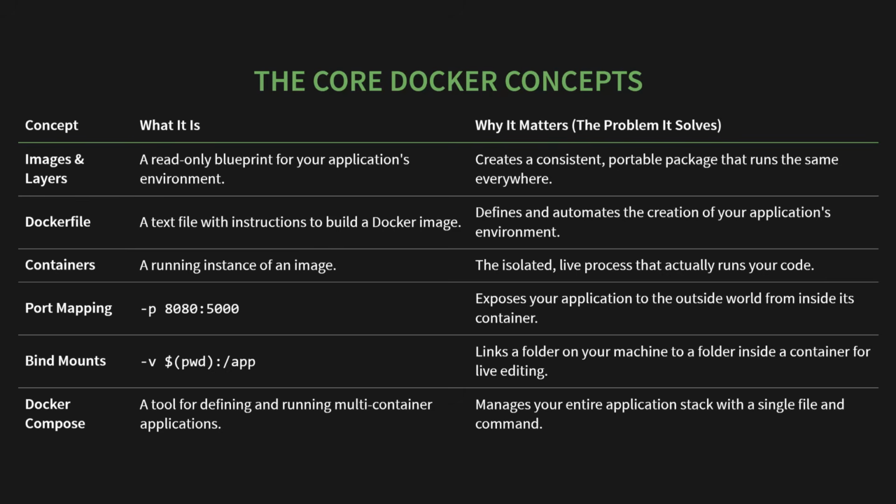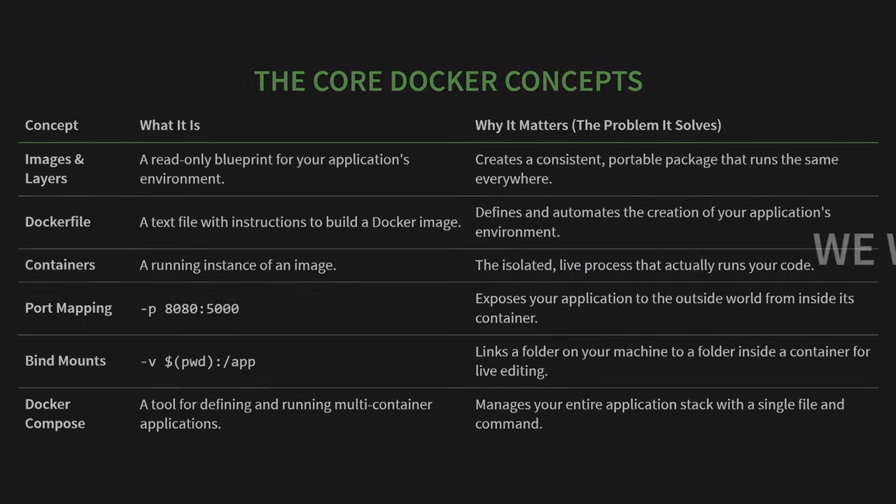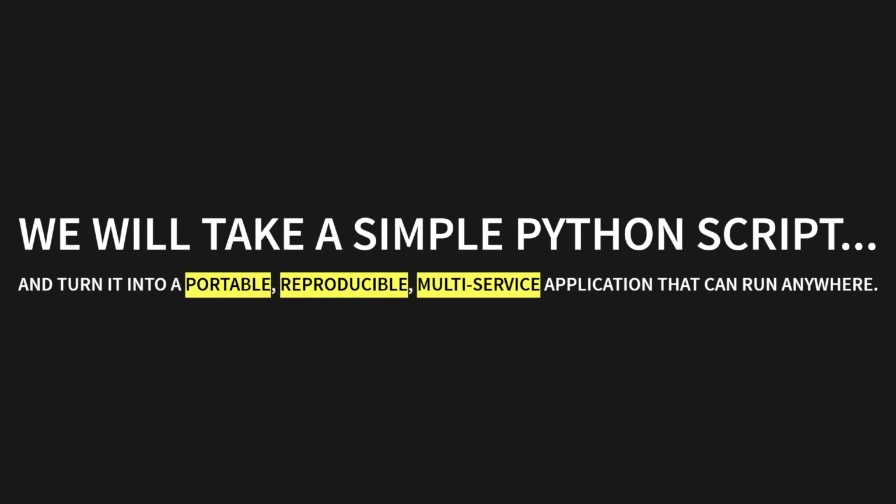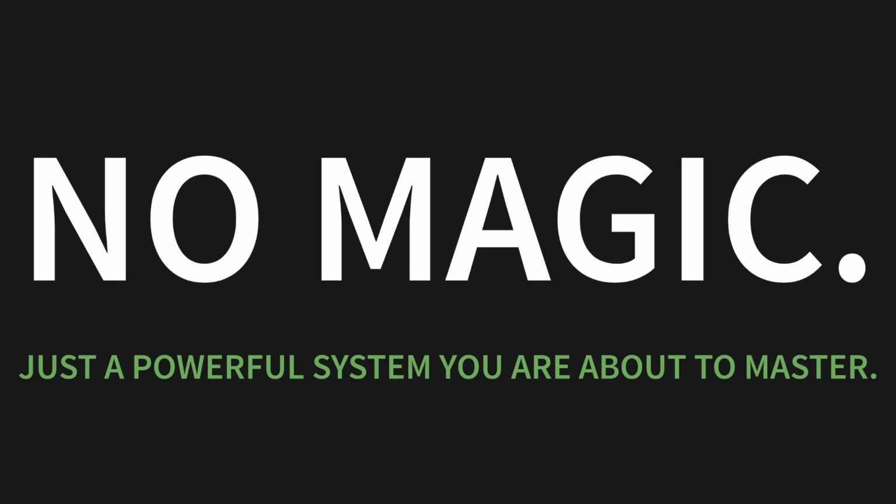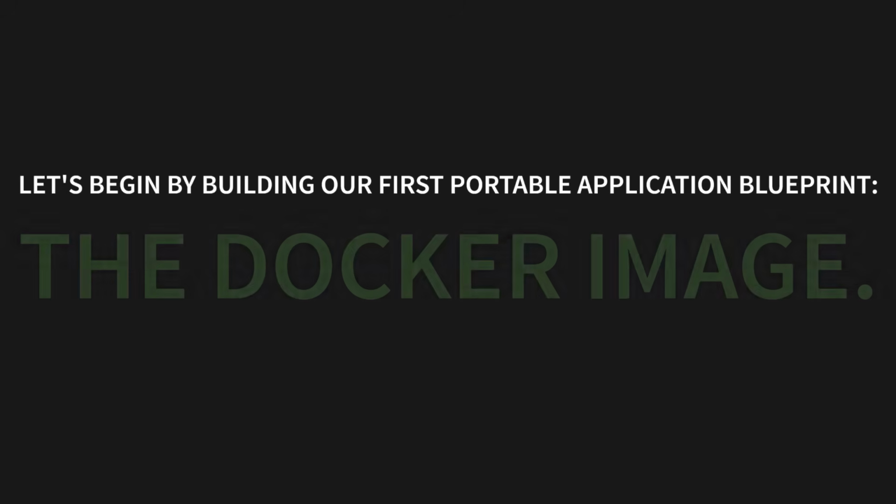So how are we going to do it? We will take a simple Python script, a very basic one, and we will turn it into a portable, reproducible, multi-service application that can run anywhere. No magic. Seriously, none at all. Just a powerful system you are about to master. Ready? Let's begin by building our first portable application blueprint, the Docker image.